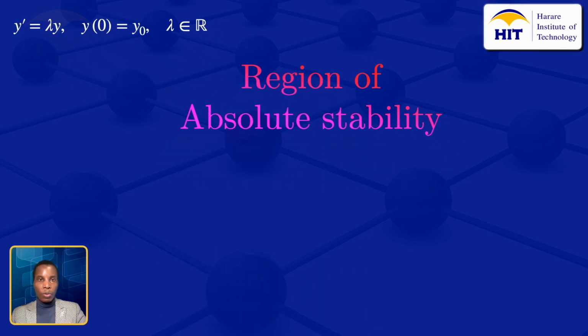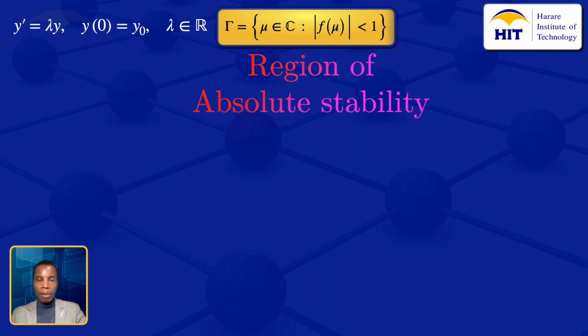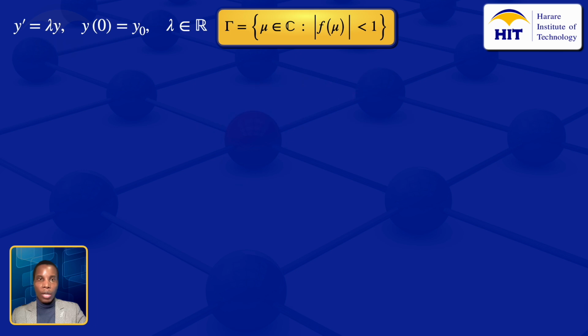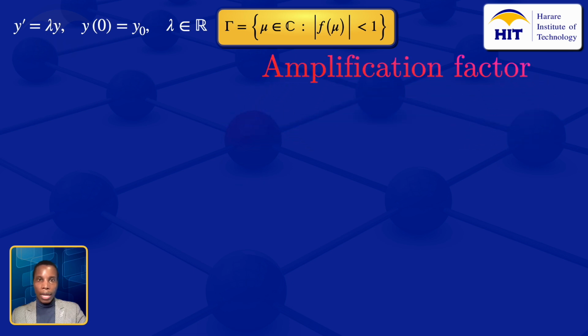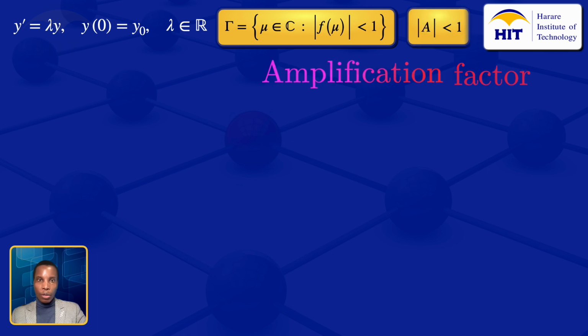For the region of absolute stability, we denote it by gamma, and it is the set of values mu such that the absolute value of f of mu is less than 1. That f of mu in some cases is referred to as the amplification factor. So we can write that as the absolute value of A is less than 1. For absolute stability, we'll have that the absolute value of the amplification factor is less than 1.